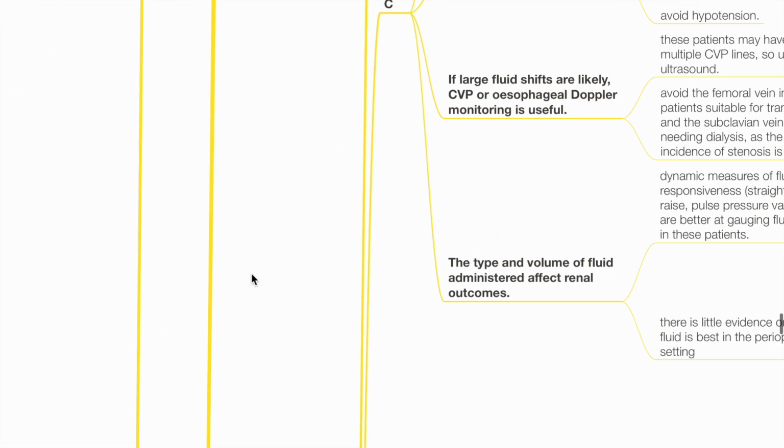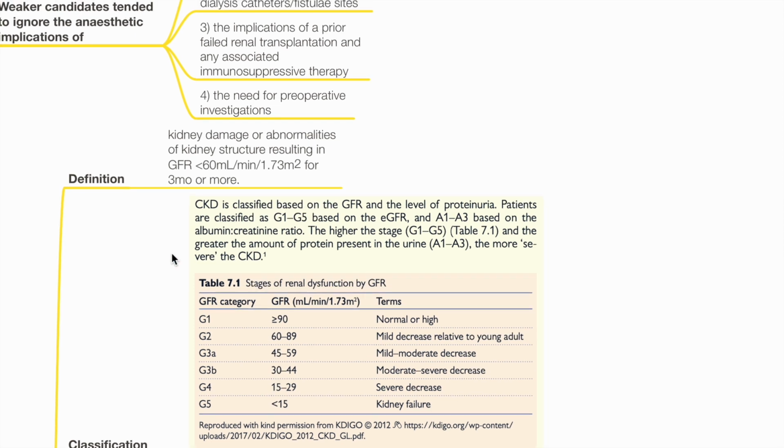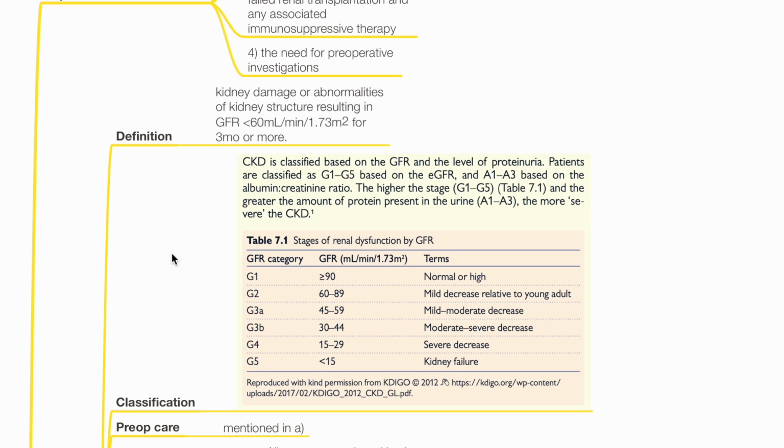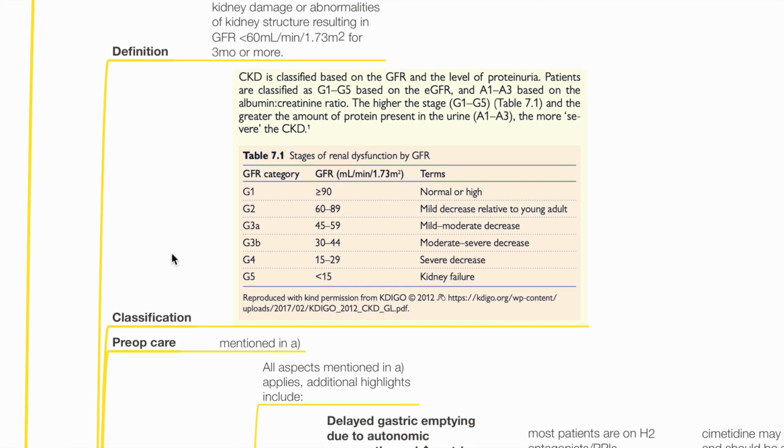CKD. CKD is defined as kidney damage or abnormalities of kidney structure resulting in GFR of less than 60 mL per minute per 1.73 meters squared for 3 months or more. CKD may be classified based on GFR and the level of proteinuria. Patients are classified as G1 to G5 based on GFR and A1 to A3 based on albumin to creatinine ratio. The higher the stage and the greater the amount of protein present in the urine, the more severe the CKD.